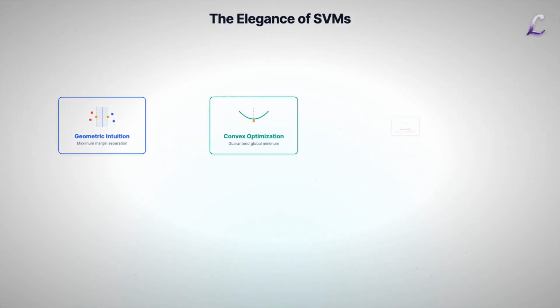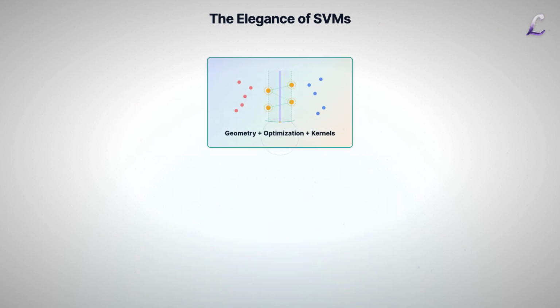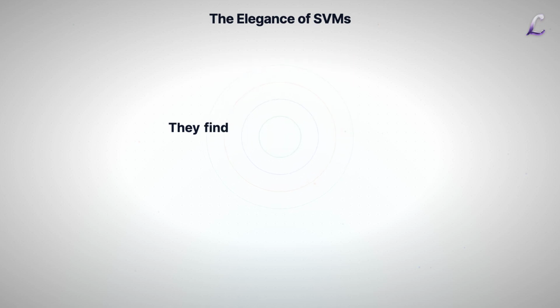Support vector machines represent a unique moment in machine learning history. They combine the geometric intuition of margins, the optimization guarantees of convexity, and the infinite reach of kernels. They don't just find a solution, they find the optimal one.